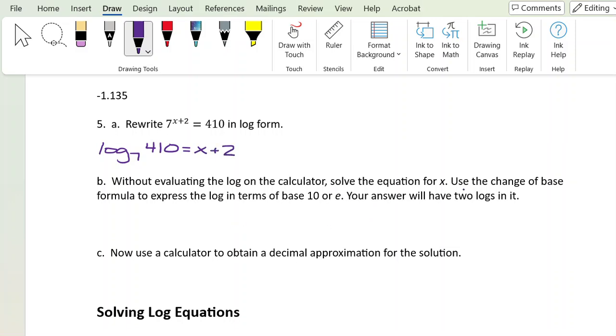Now we're going to solve the equation for x and use the change of base formula to express the log in terms of base 10 or e. Our answer is going to have 2 logs in it. So again, we're doing this because this is going to be what you're going to have to enter in the MyLab homework problems. So we have log base 7 of 410 equals x plus 2.